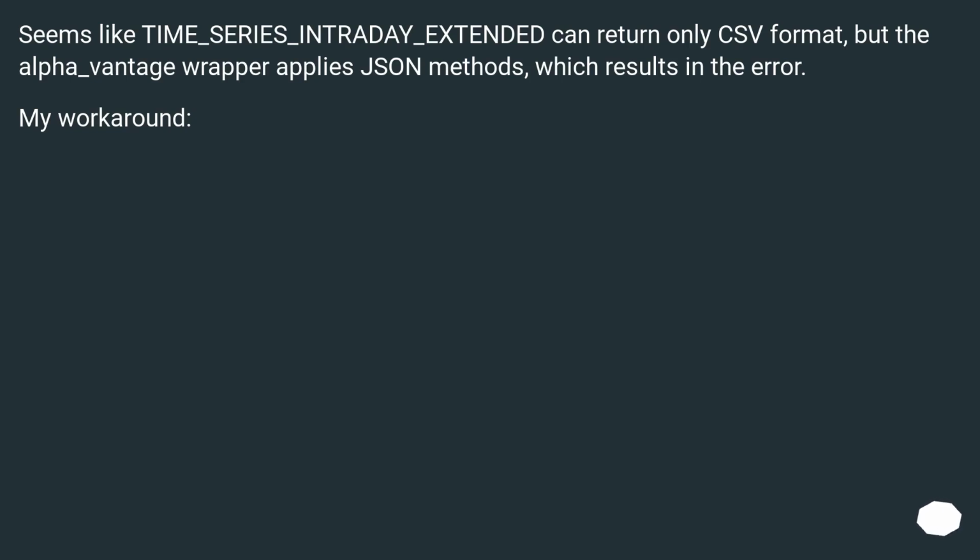Seems like time_series_intraday_extended can return only CSV format, but the alpha_vantage wrapper applies JSON methods, which results in the error. My workaround.